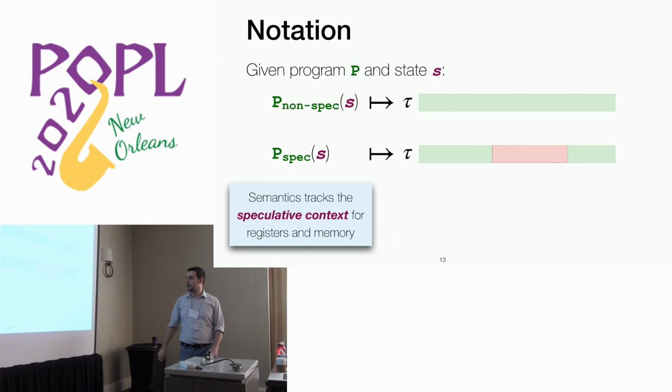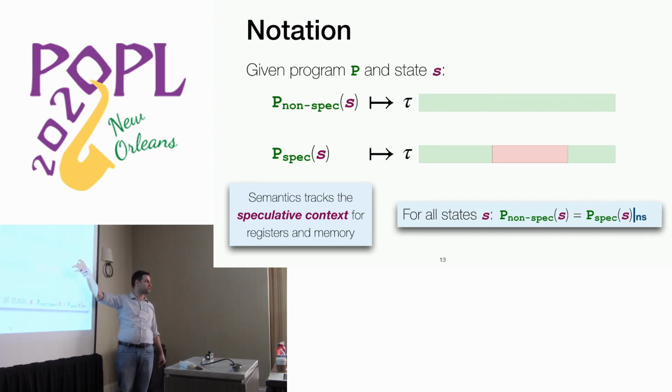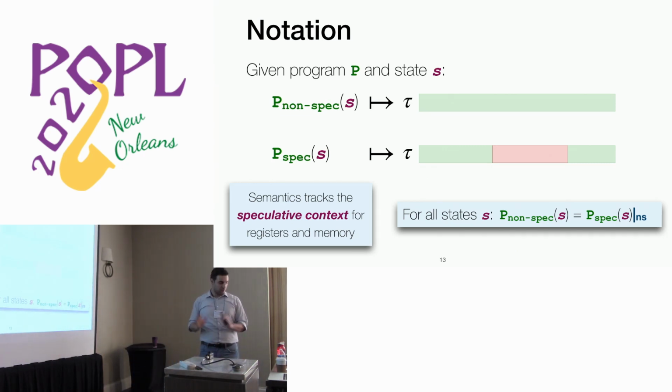And for this reason, we can prove a very simple lemma, which allows us to always recover the corresponding non-speculative trace from each speculative trace by simply squashing the red part. And this projection is what I denote with this blue NS. So that's more or less everything.